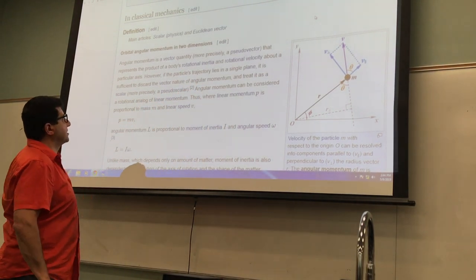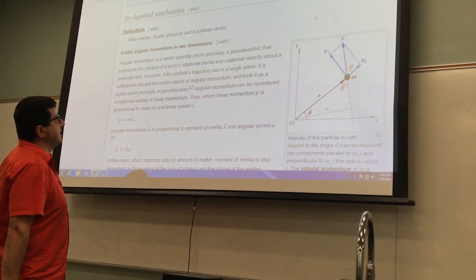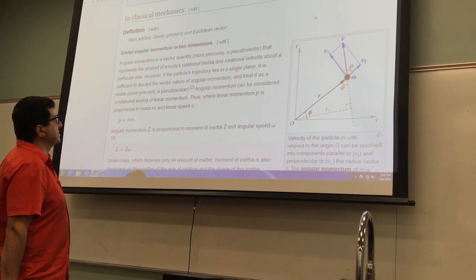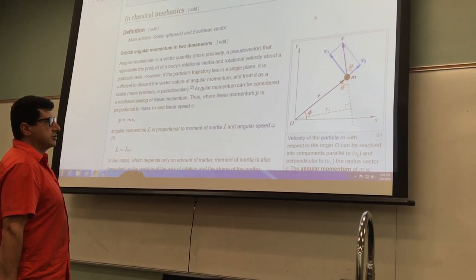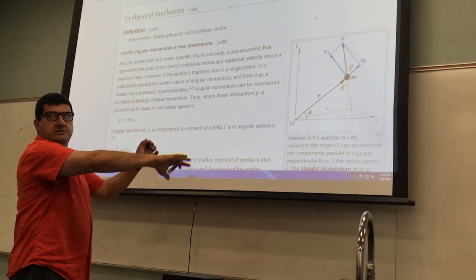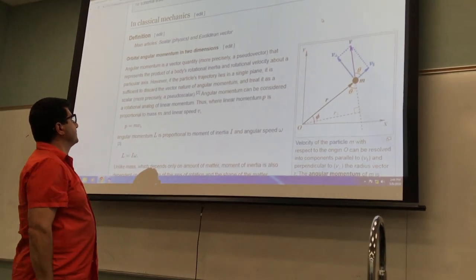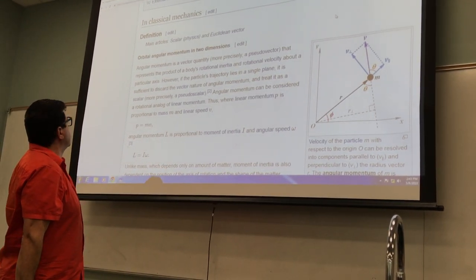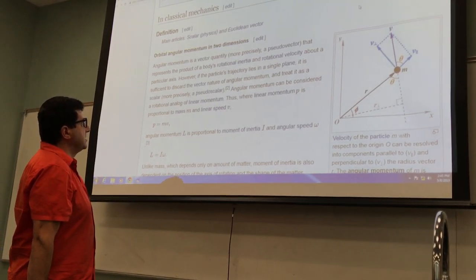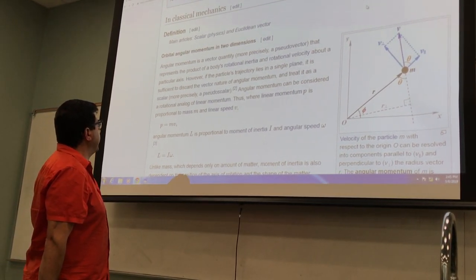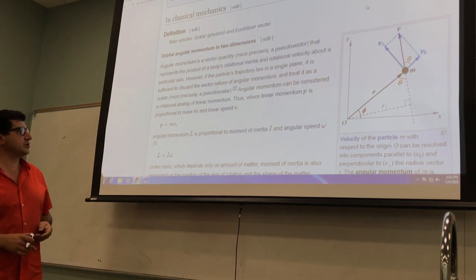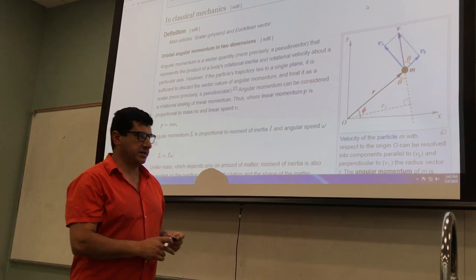Now, however, if the particle's trajectory lies in a single plane, it is sufficient to discard the vector nature of angular momentum and treat it as a scalar. So if the motion is only in a plane, you can treat it almost as a scalar. Angular momentum can be considered the rotational analog of linear momentum. Where linear momentum p is proportional to mass and linear speed, angular momentum is proportional to moment of inertia and angular speed, right? I omega.